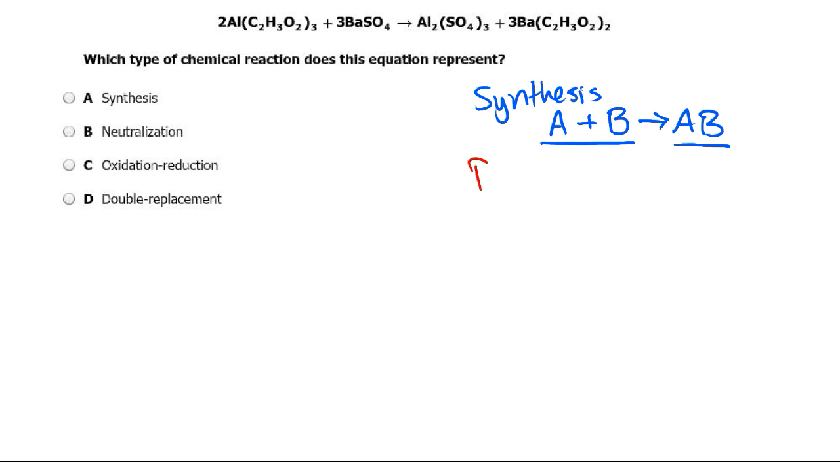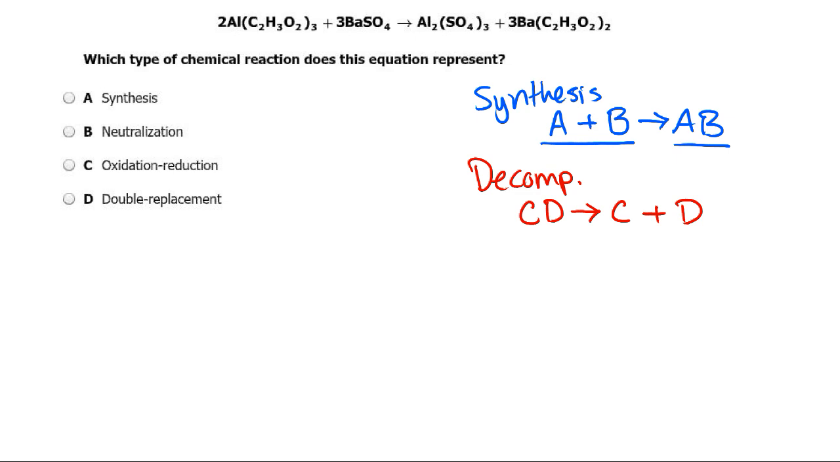Decomposition reactions are the opposite. A decomposition reaction will have something that is more complex, like a compound, and it decomposes into the simpler substances that make it up. Two or more substances. Could be elements, could be simpler compounds. So synthesis and decomposition are pretty straightforward.